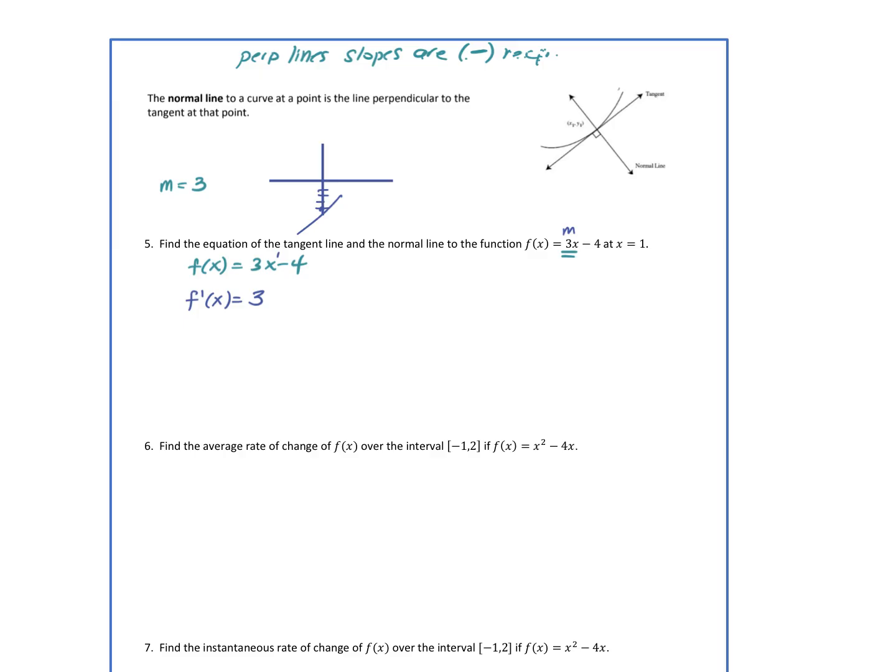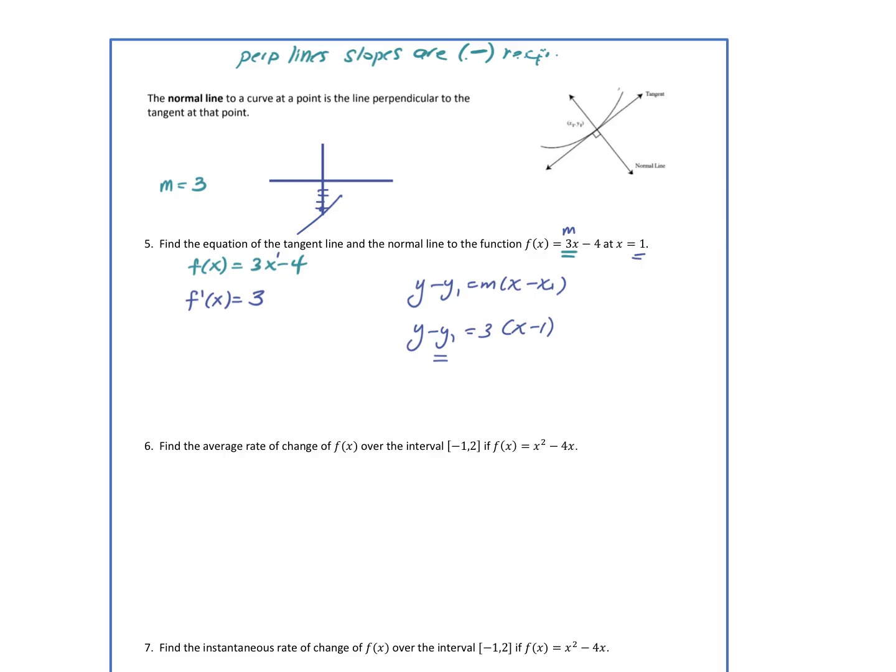So they want it at x equals 1. So we're going to say y minus y1 equals m, and then x minus x1. So y minus y1 equals 3 times x minus 1. The only thing we're missing is the y1. They didn't give us a point. They only gave us an x value.